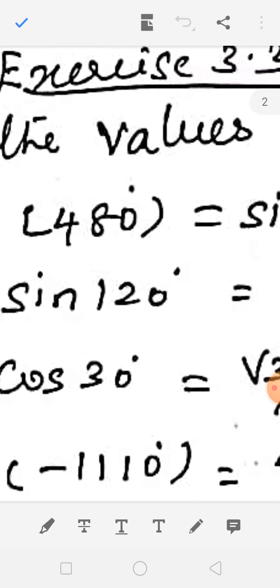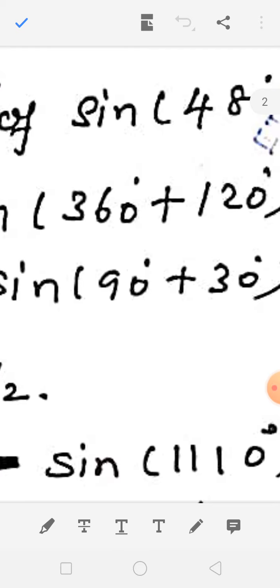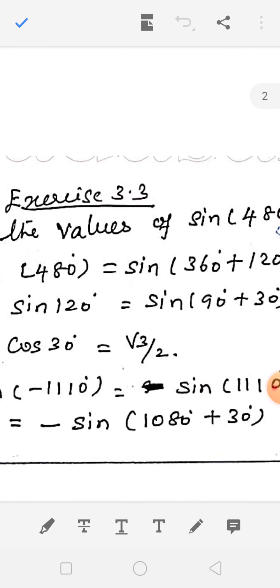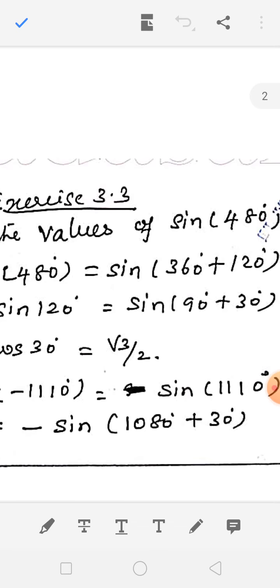So sine of 120 degree, I can write as 90 degree plus 30 degree. First of all, keep in your mind, if the given value is more than 180 degree, we have to use 360 plus or 360 minus. Here 120 is below 180 degree, so we can use 90 degree. So sine of 90 degree plus 30 degree.